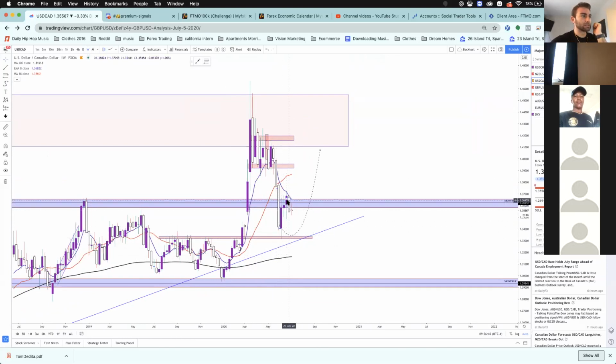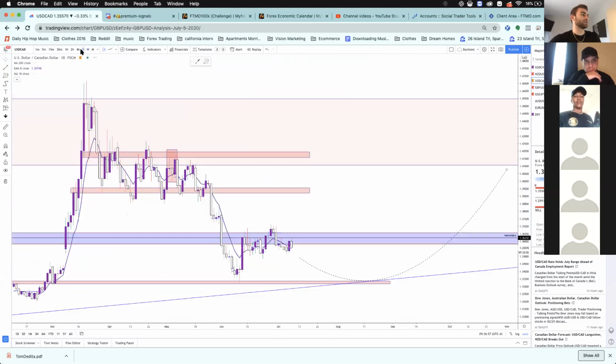But now look at this monthly. We just rejected this on the weekly with a huge bearish engulfing. So I'm expecting right now for us to potentially come back down on this weekly and retest this level. Wow. That's big. That's so big. Obviously a lot of pressure came in the market.